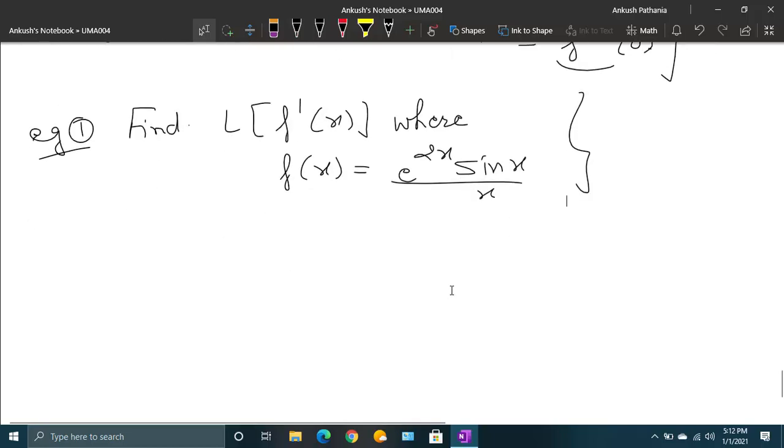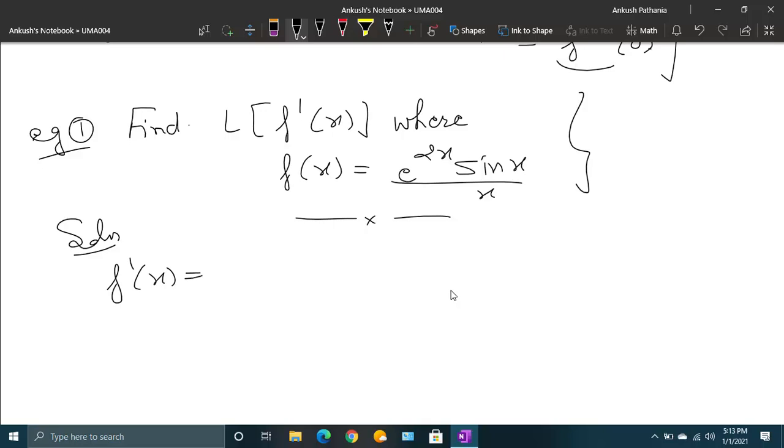You have to find the Laplace of the derivative of this function. Clearly you can see this function contains three functions, in the numerator and denominator. So when you take its derivative, it is going to become a very large function. So taking the Laplace that way is not a good choice. If we first differentiate it and then take the Laplace, it is going to be very difficult.